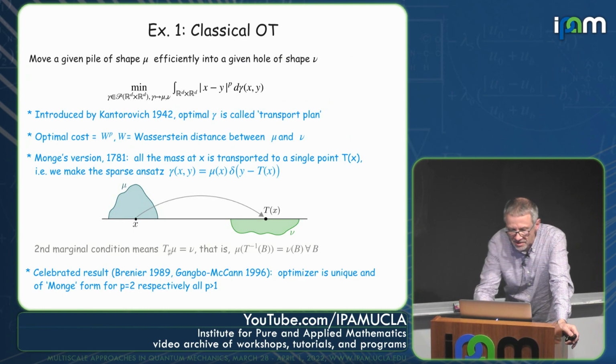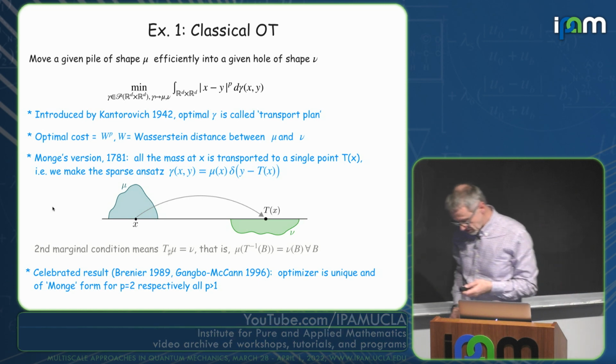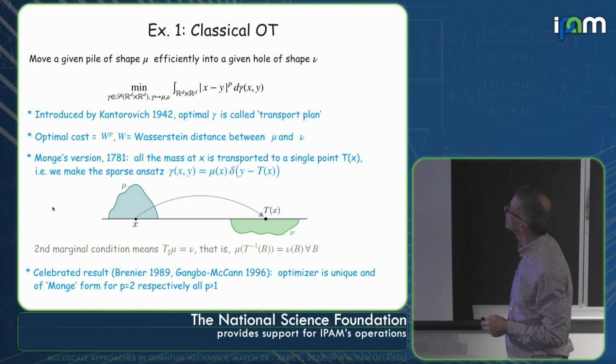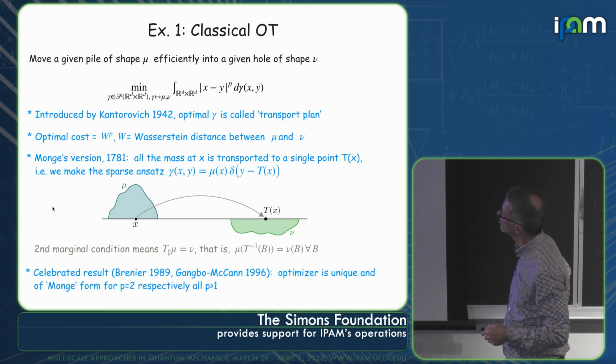Okay, I did a picture for classical OT here. You're minimizing this |x minus y|^p cost introduced by Kantorovich in 1942.